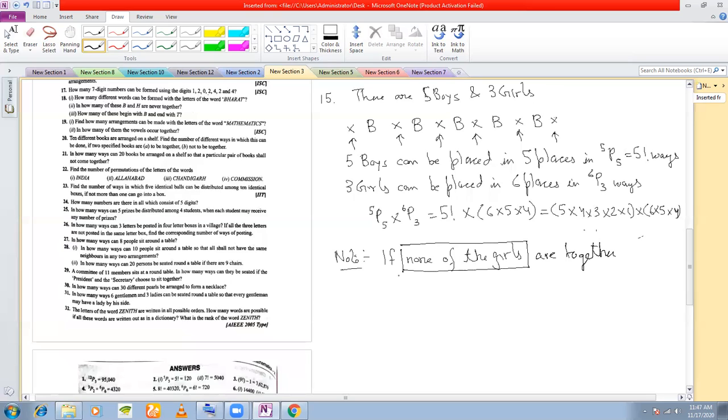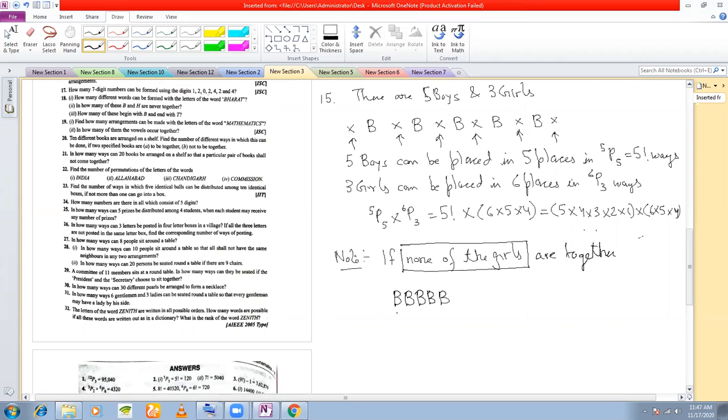So in this case, see what the difference here is. See, there are also 5 boys. What I mean is that none of the girls are together. That means that a girl and a boy can stand together. Understood? None of the girls are together means not all the girls are together. Here the language was no 2 of them. It means 2 girls can stand together, but all the 3 cannot stand together.